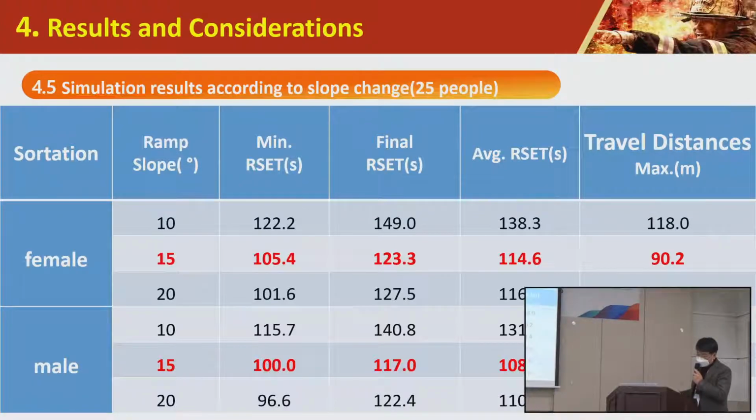This table is the simulation result according to slope change when there were 25 people. When both male and female students have a slope of 15 degrees, the final RSET and the maximum travel distance are the shortest. Female 15 degrees travel distance short. Male also 15 degrees short.